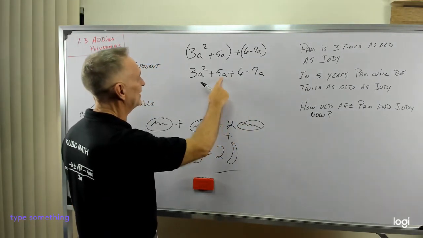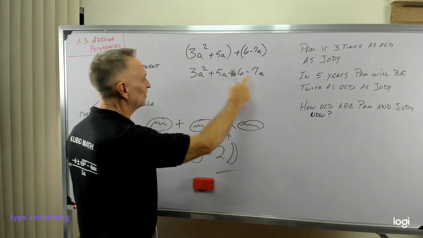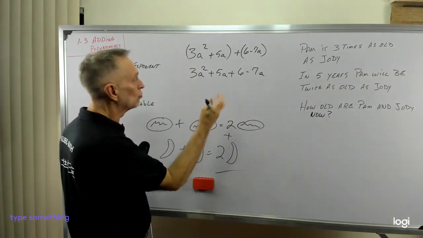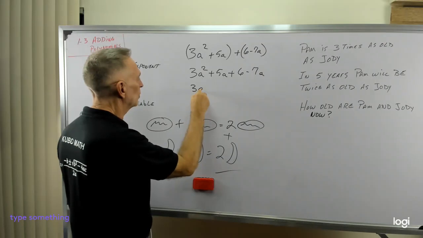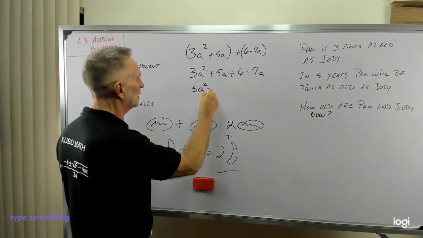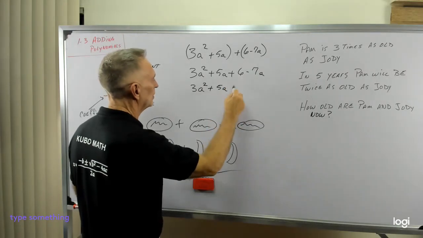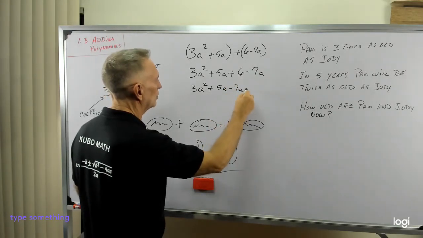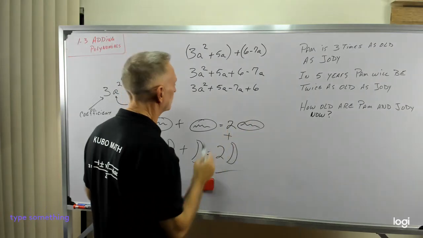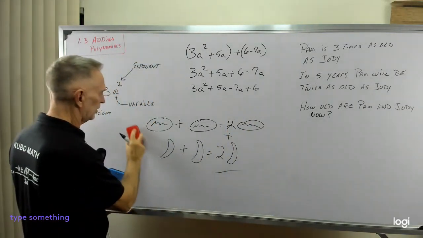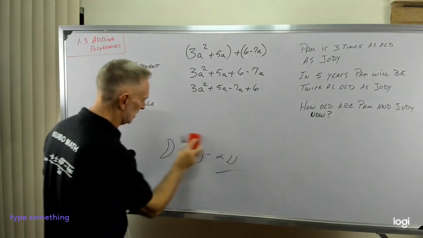So I have 5 bananas and 7 bananas, so I can group those together. So 3a squared, 3a to the second power, plus 5a, I'm going to pull this minus 7a to it here, plus 6. Okay, let me get rid of my pack 1 and my sogging.